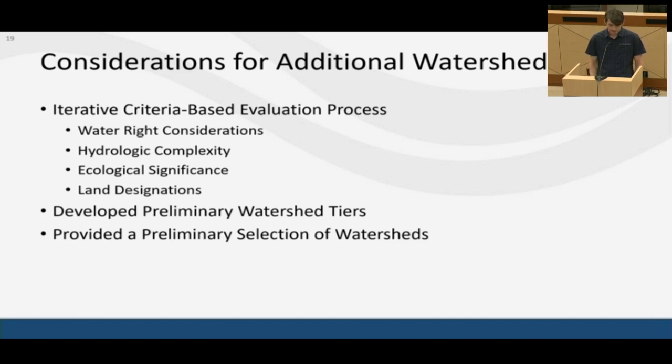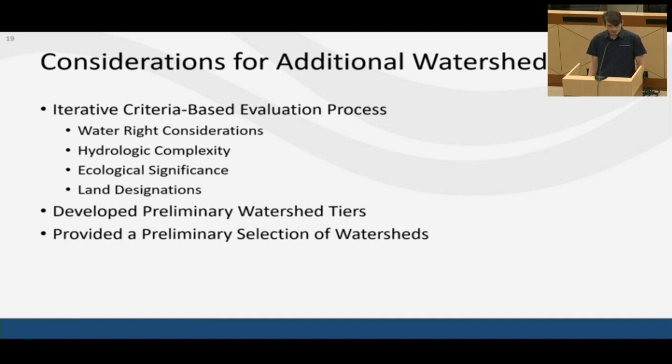So using the criteria within each of these categories, our staff developed a preliminary watershed tier by grouping watersheds based on their appropriateness for these modeling efforts. After initial tier development, updates and further iterations were made according to previously received feedback.